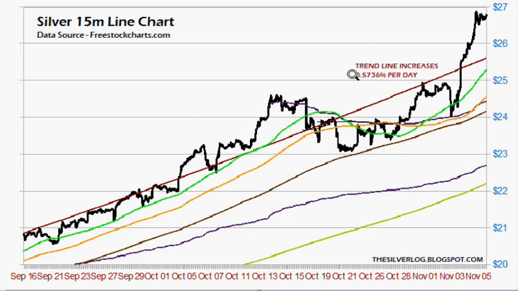I was asked about the increase of this trend line. The increase is 0.5736% per day. And this means it's a parabolic gain. It's not often that you can average that sort of gain, which usually means that's the rate of an intermediate term rally, one that at some point is going to dissipate.